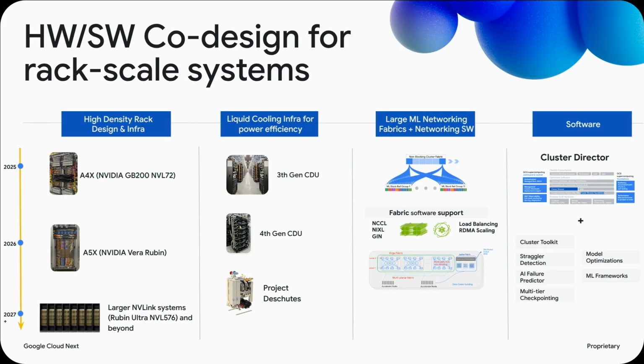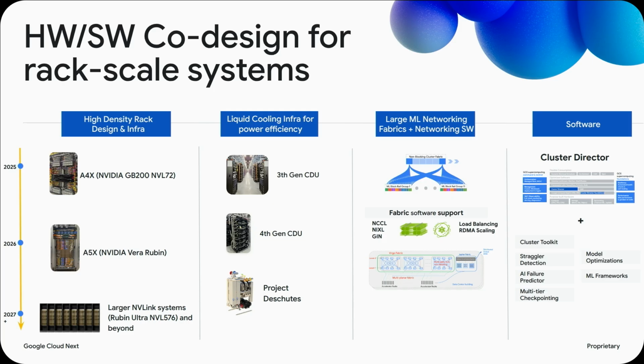In the first column here, we're working on building very high-density compute systems, starting with the A4X, and continuing on to very large, high compute density systems that span 576 GPUs connected with NVLink. These high-density compute systems bring two challenges. One is power delivery. These racks are getting to almost 1 megawatt per rack, so we are redesigning our power delivery systems within Google data centers to power these racks. The second is thermal management.